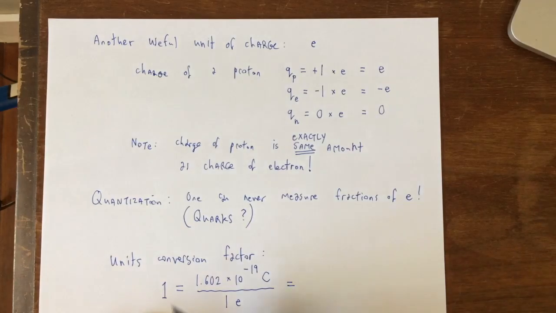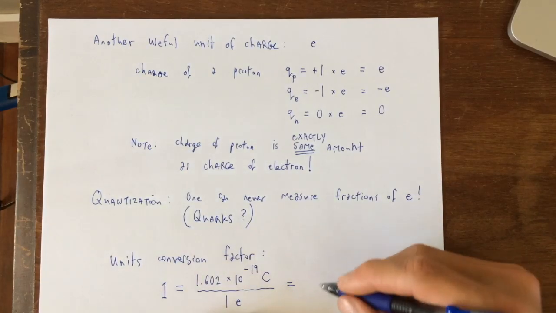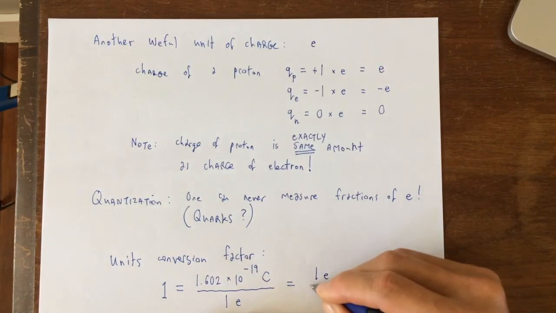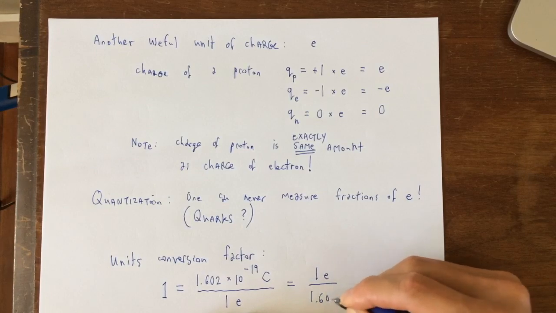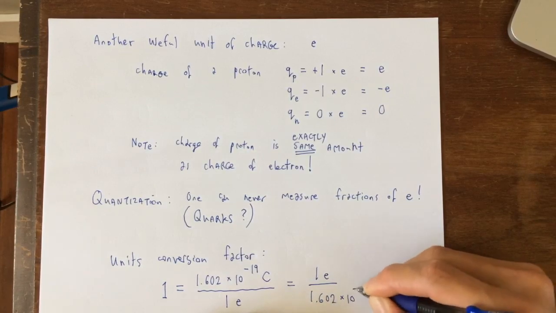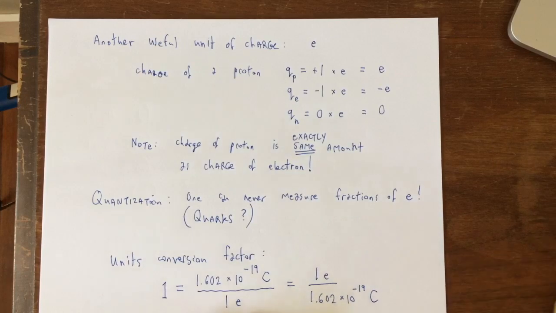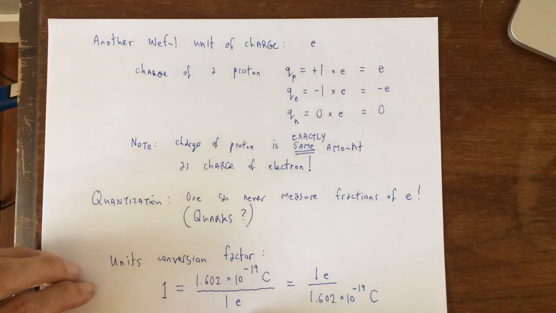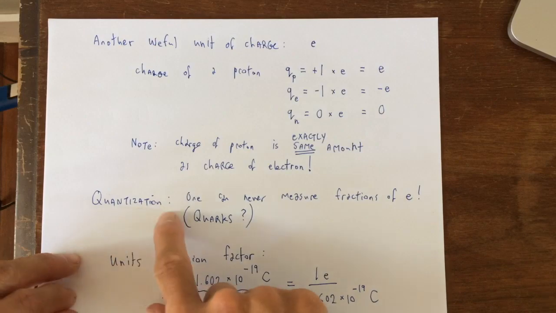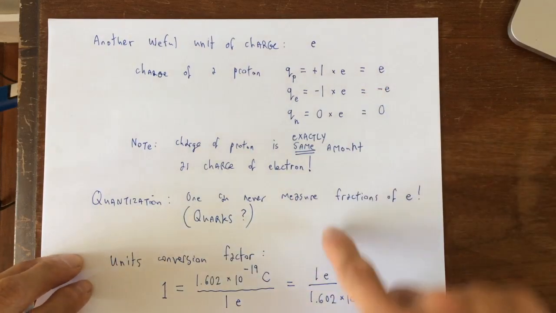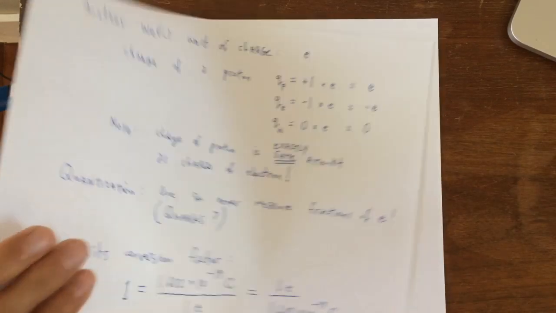And you can flip this over, right? Because 1 over 1 is also still 1. So 1 E divided by 1.602 times 10 to the minus 19 coulombs. This is a conversion factor between the units of the coulomb and the units of E, the fundamental charge, which is the quantized charge. It's the thing that you can never see fractions of.